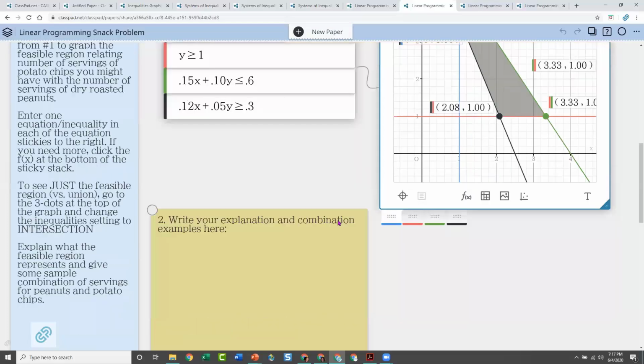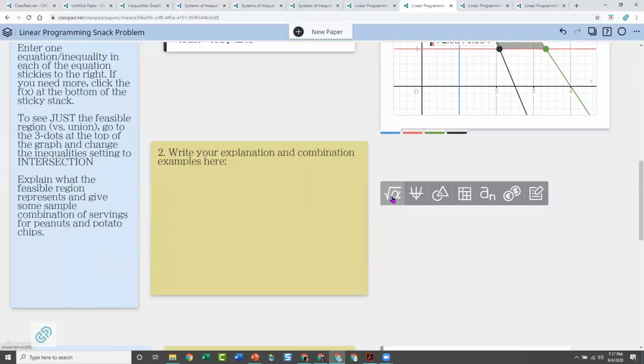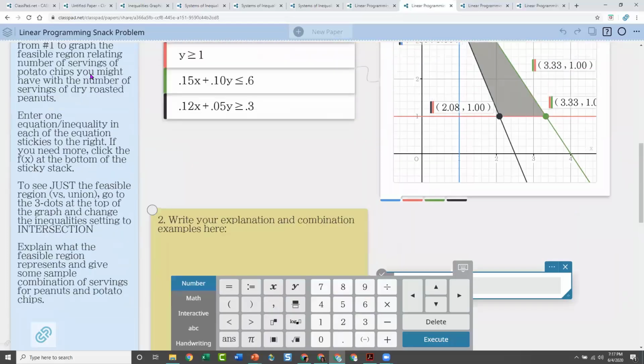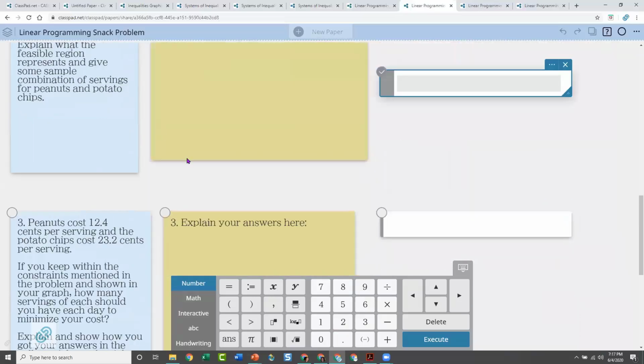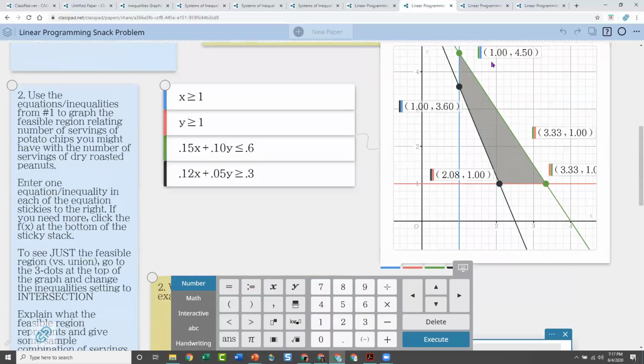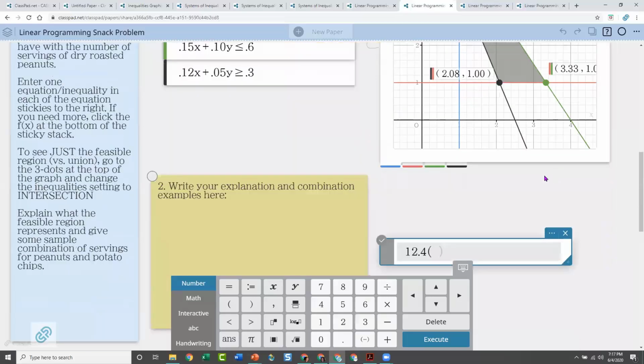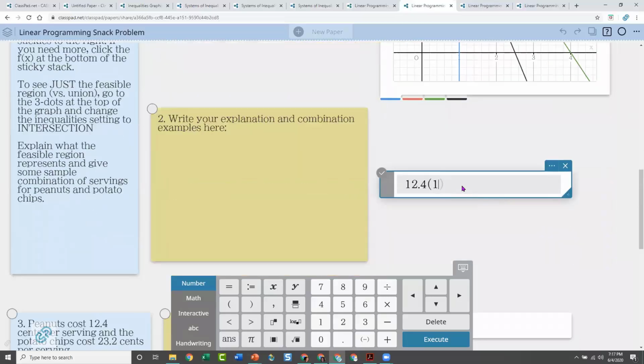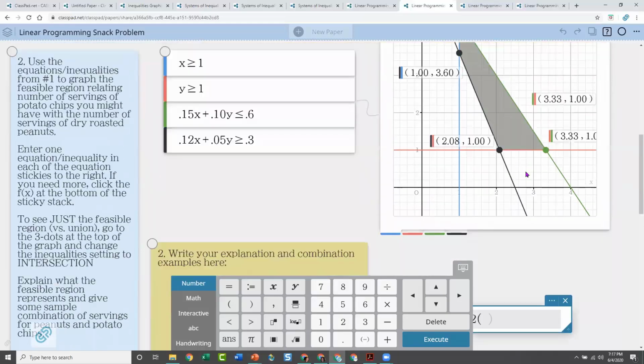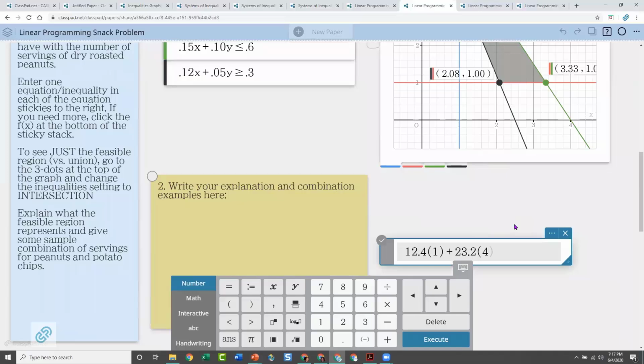So, and then here's where you get your calculator out, right? If we know that cost equals, where was it? 12.4x, and if I have x up here, let's say I pick this point, 1, plus, whoops, plus, what'd they say peanuts were? Potato chips for 23, oh, they're more expensive, okay. And then 4.5, how much is that going to cost me?